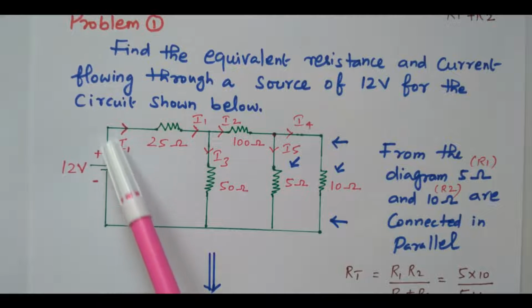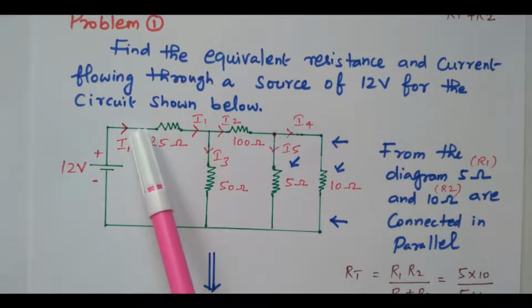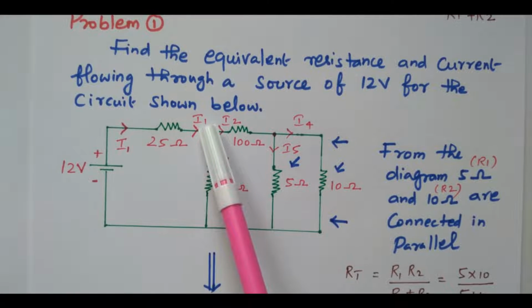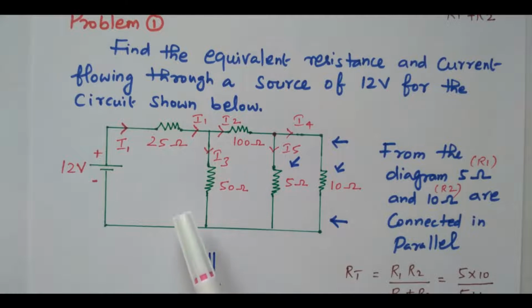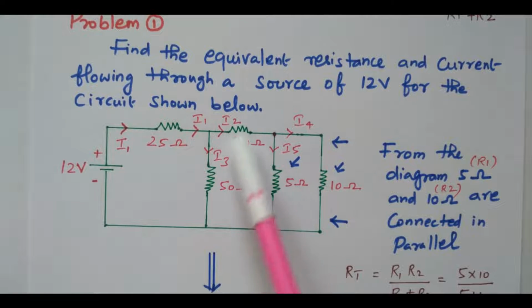We'll say that the current flowing through the 12 volt source is I1. So I1 is flowing through the 25 ohm. At this point, what will happen? The current will divert because of the branch, into I2 and I3. What is the meaning? These two resistors are connected in parallel. This 100 ohm and 50 ohm are connected in parallel.